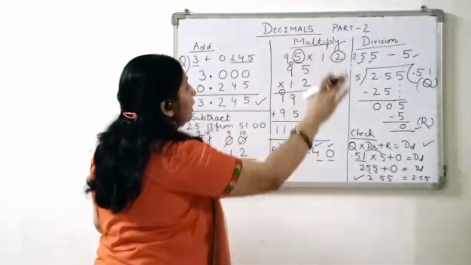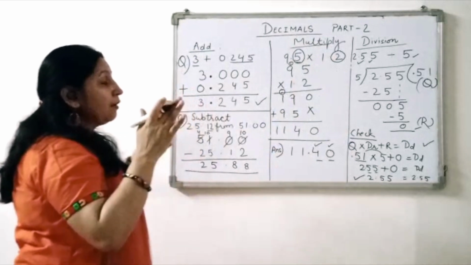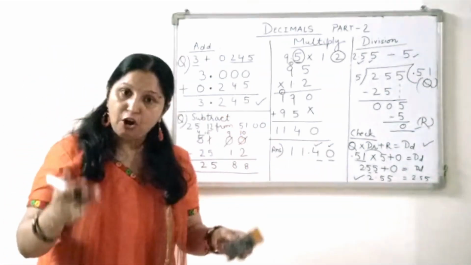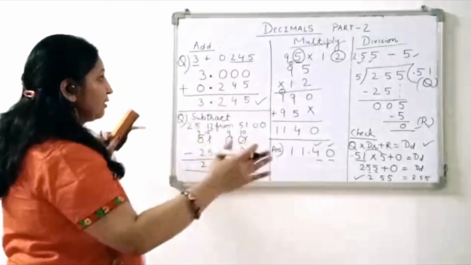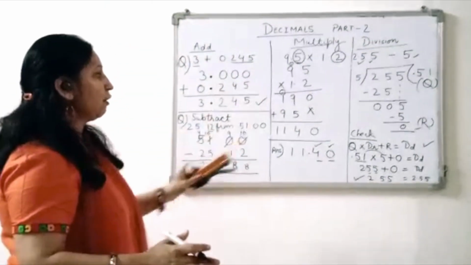So this was all about the mathematical operations related to decimals. Hope you all have understood everything related to all these operations.